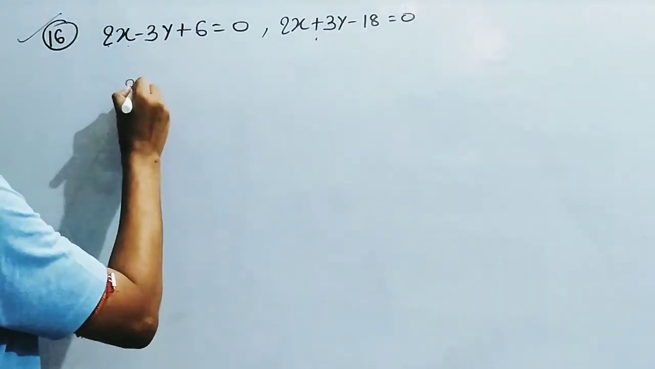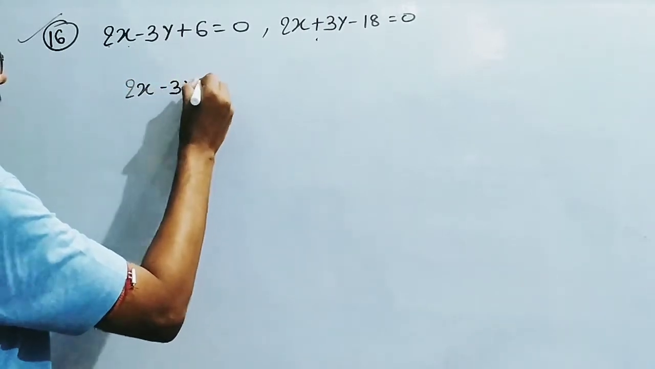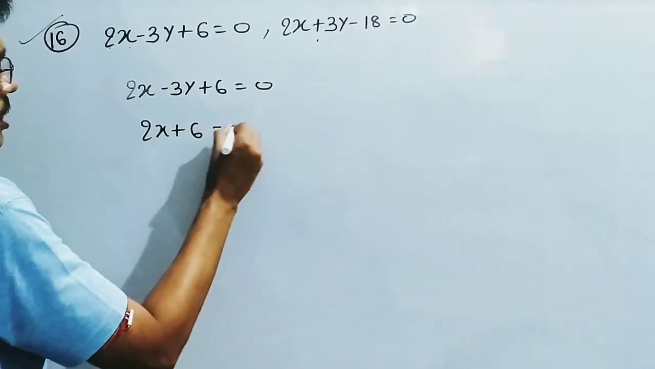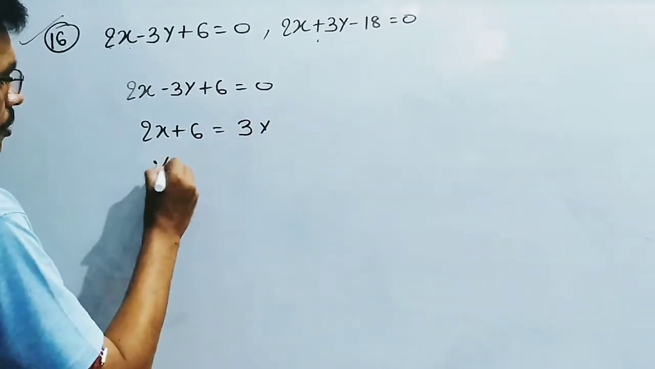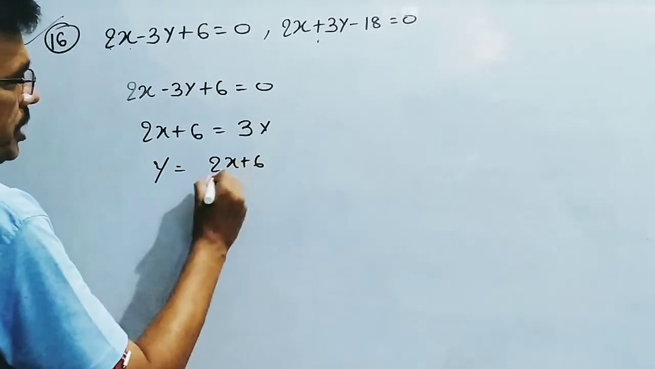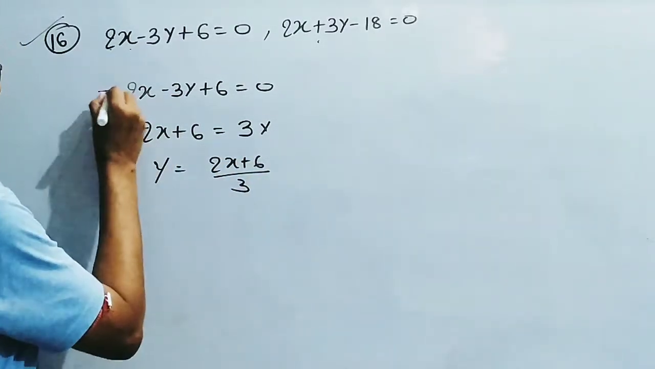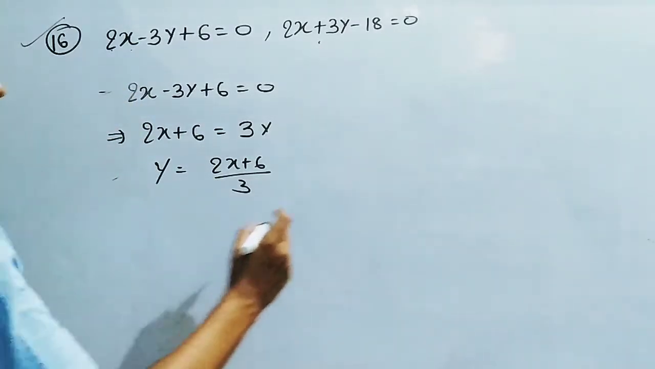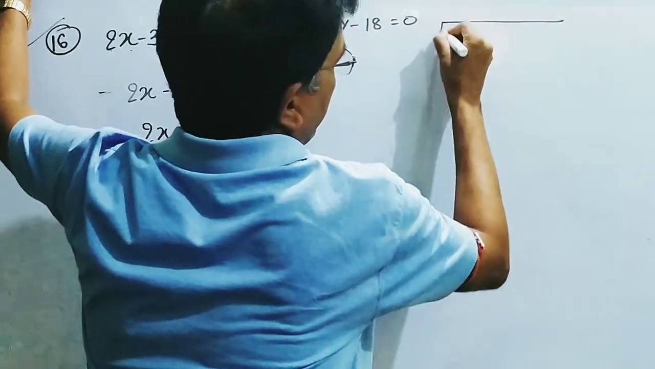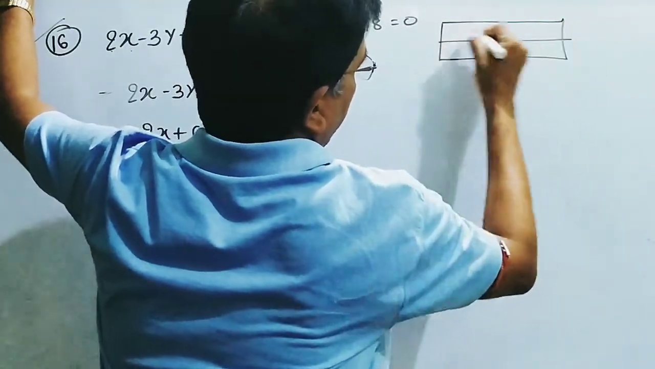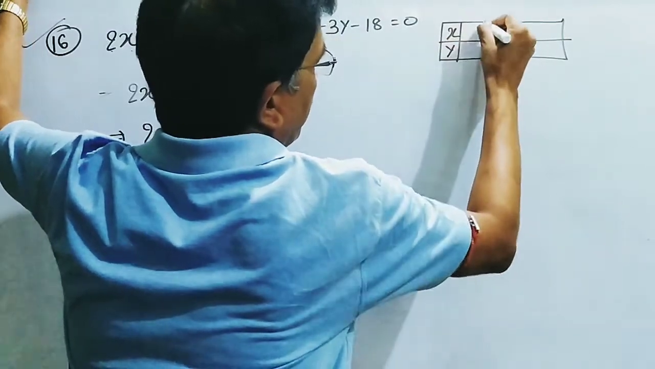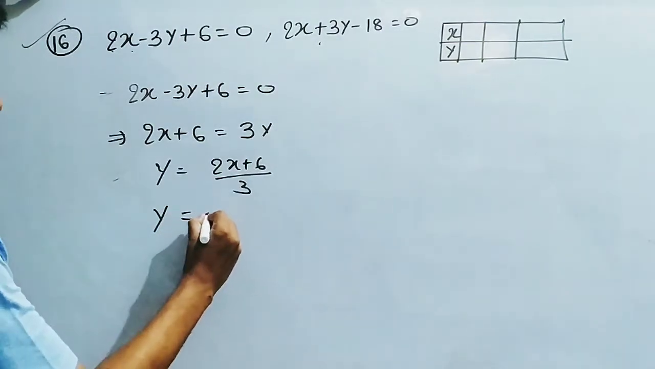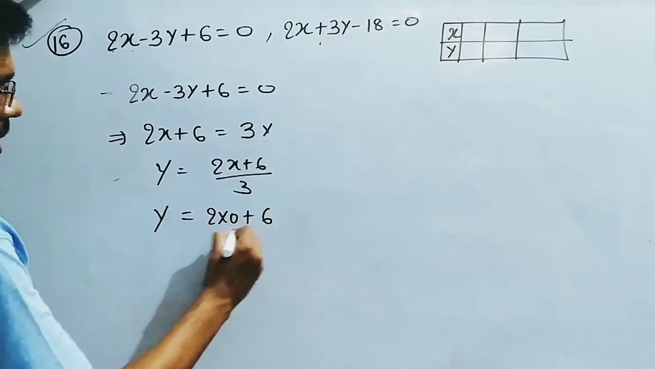So first you write 2x minus 3y plus 6 is equal to 0. Then you write 2x plus 6 is equal to 3y. Then what is the value of y? That is y equals 2x plus 6 by 3. So it is the value of y. Now draw a table here. One is x, another is y, and there are three columns. And put the value of x. If we write x is 0, what do you get?